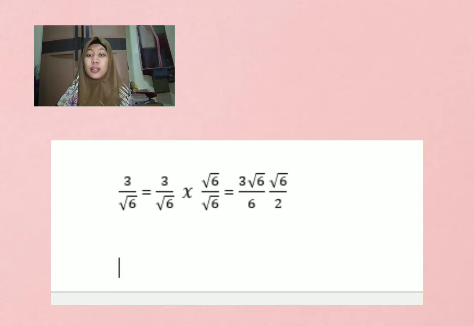The last question about roots, the solution is 3 over root of 6 equals 3 over root of 6 times root of 6 over root of 6 equals 3 root of 6 over 6 equals root of 6 over 2.